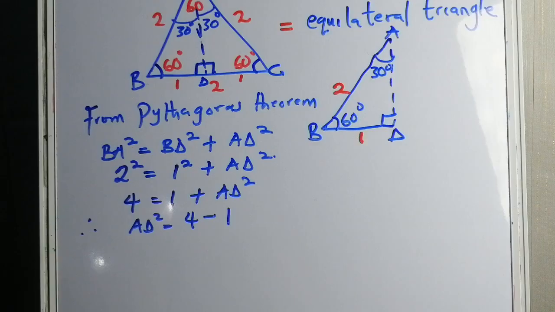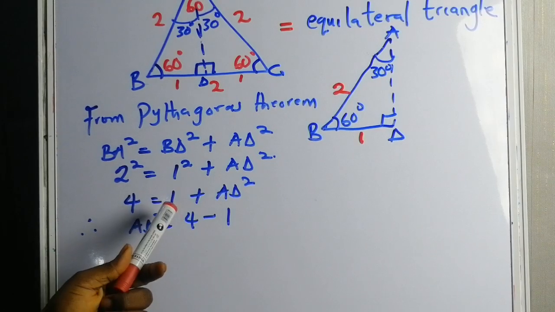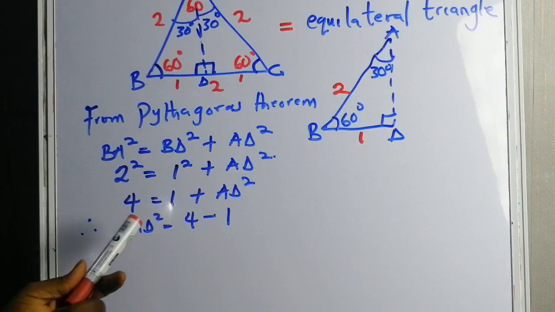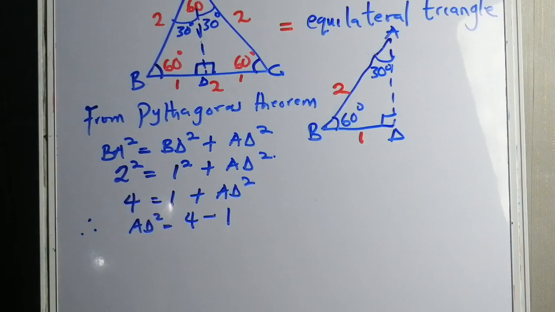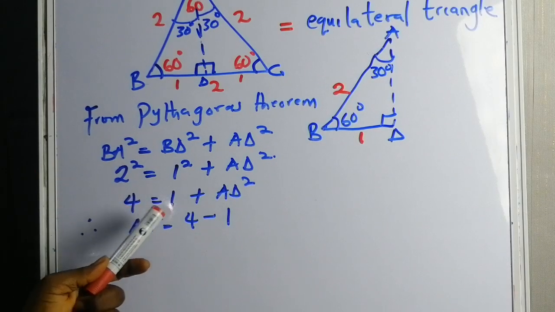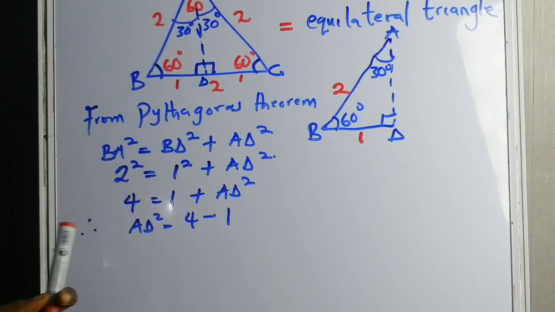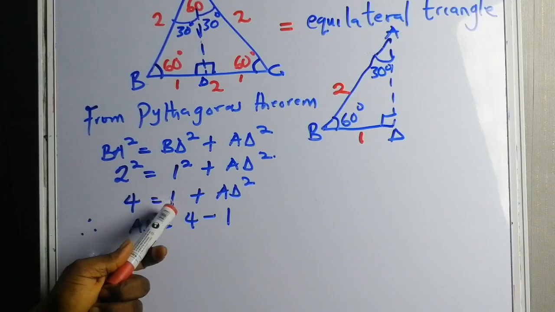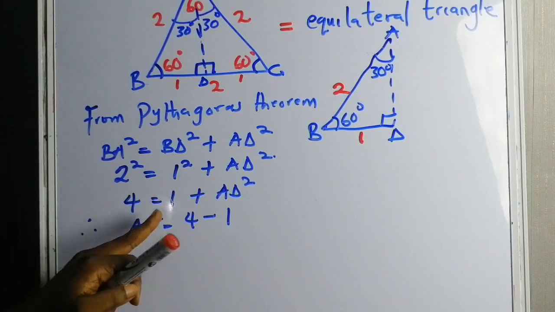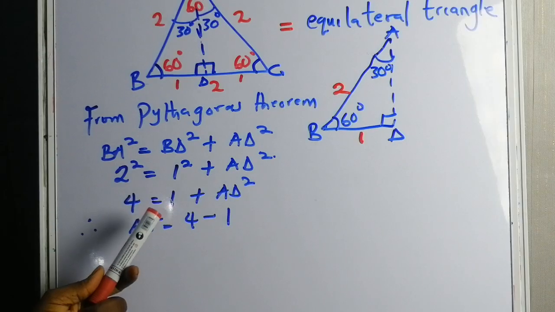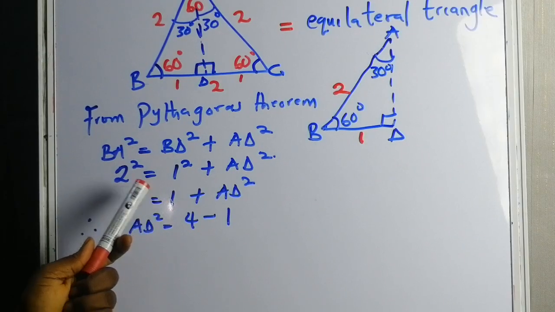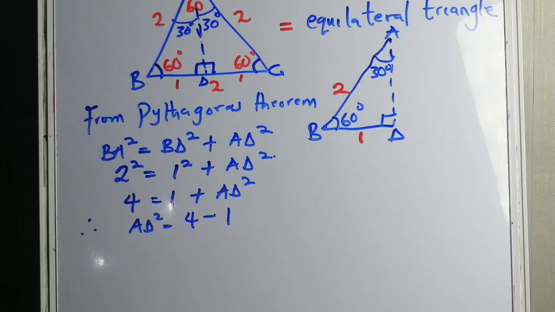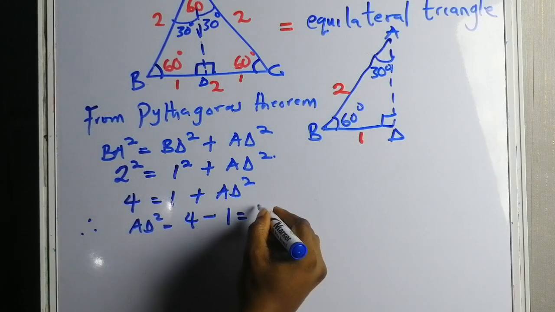I've told you from my first presentation, you move your 1 to the left hand side. It's crossing the equal sign, so it changes to negative. The 1 is positive here, but we don't usually write it. So when a positive is crossing the equal sign, it changes to negative. 4 minus 1 is what?